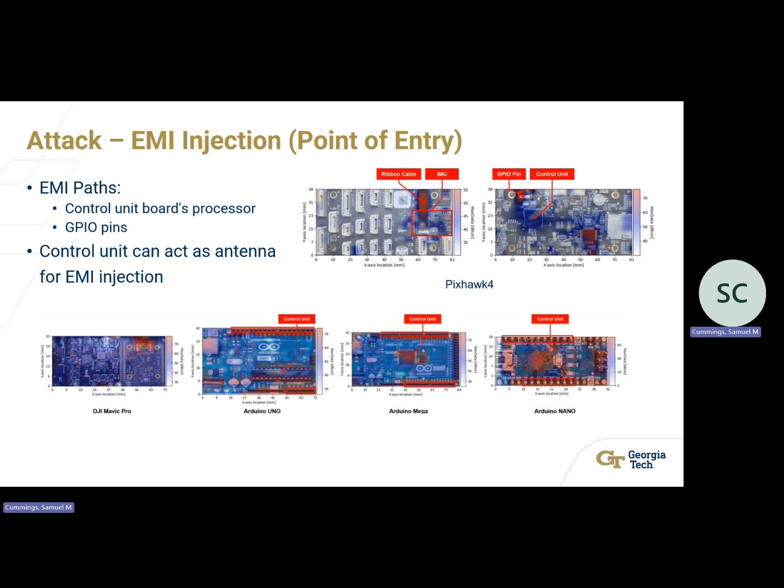The researchers needed to find a point of entry for the EMI attack or injection. And it's really just, they needed to find a path to know, like, hey, this is where we can send the EM waves to increase the voltage, which would affect our communication channel. And you can see that they found all these different points of entry, specifically the control unit, boards, processor, and GPIO pins. The entry points are highlighted in red.